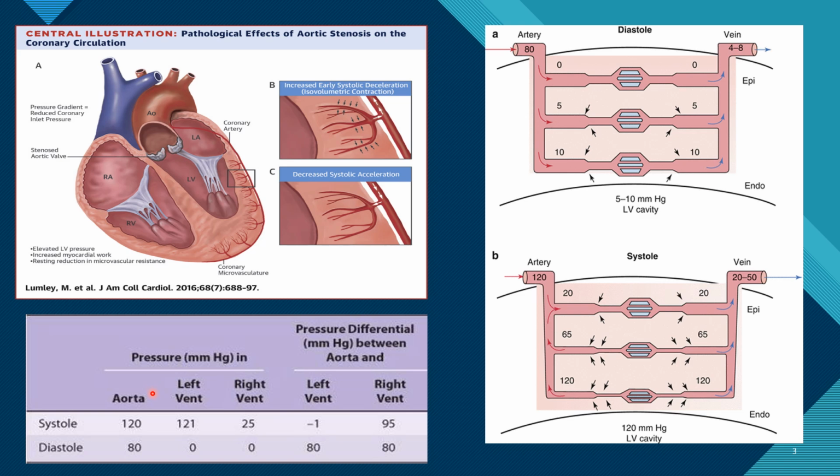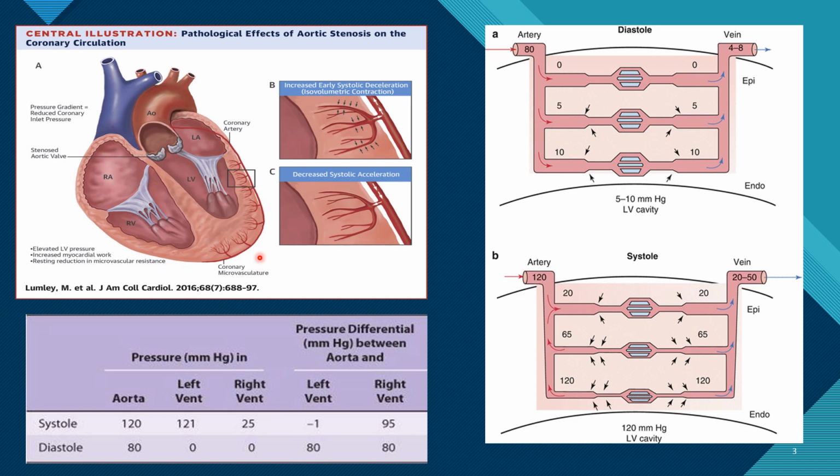In this graph, we can see that during systole the aortic pressure is 120 millimeter of mercury, whereas left ventricular pressure is 121. It is greater than the aortic pressure. Now, we know that coronary arteries take origin from the root of the ascending aorta. So if the aortic pressure is less than the ventricle, then, since blood usually flows from high pressure to low pressure, the flow from the aorta to the left ventricle will be hampered.